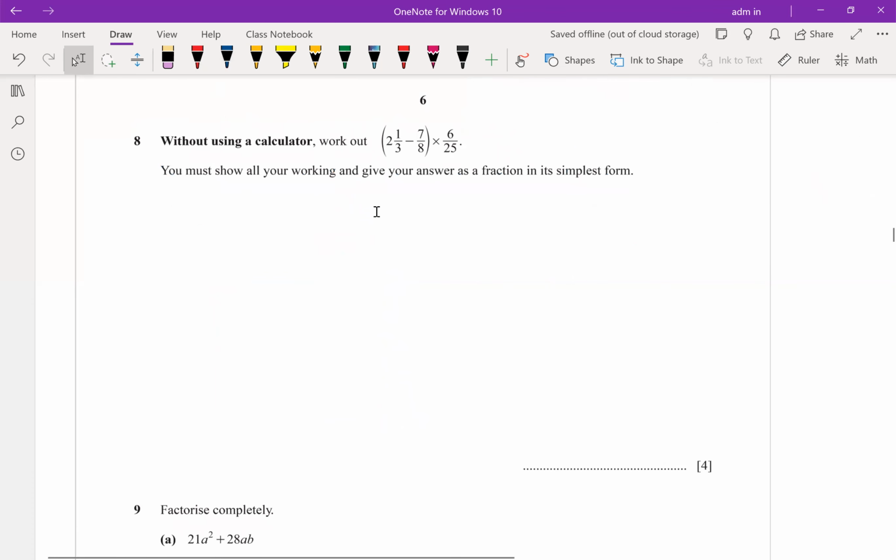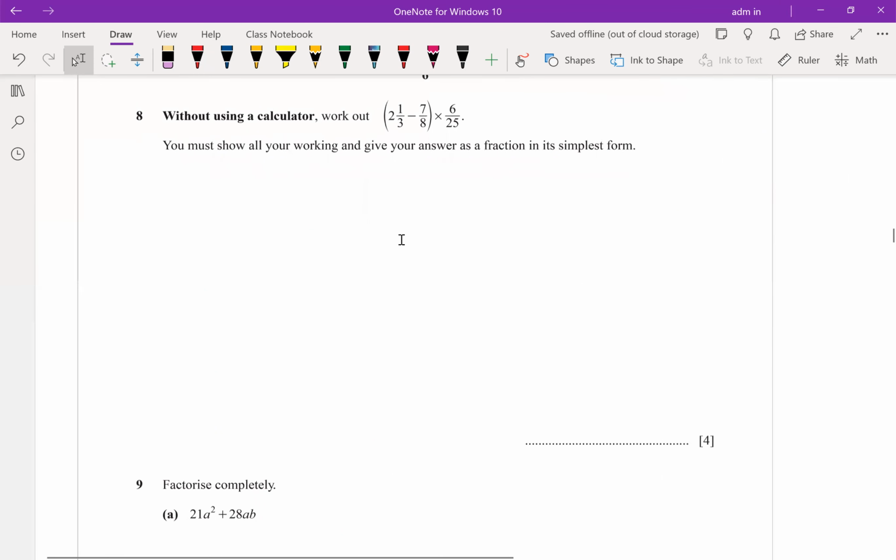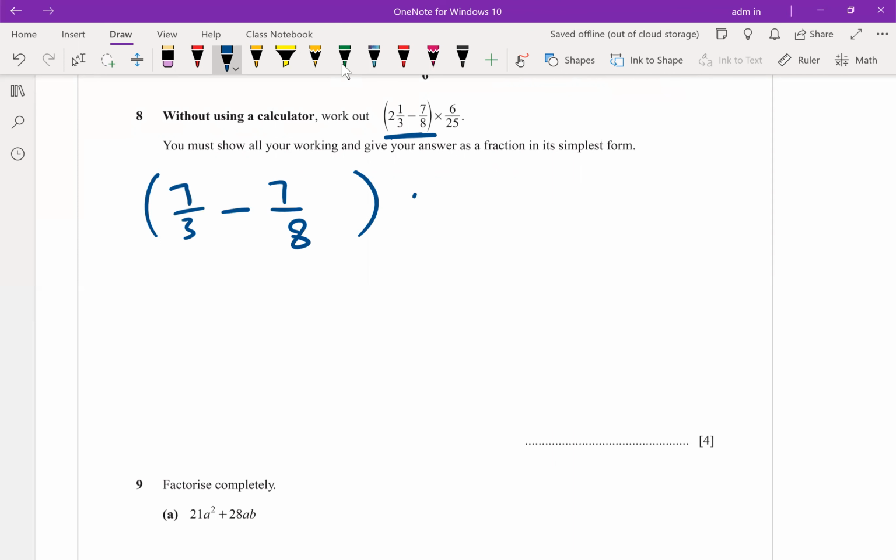Which operation you have to do first? Subtraction or multiplication? Subtraction or multiplication? In bracket first. In this case, subtraction. Yeah, let's start to subtract first. Brackets convert from mixed to improper. 2 times 3, 6 plus 1 is 7 over 3, minus 7 over 8, multiplied by 6 over 25. Then the common denominator will be 24.